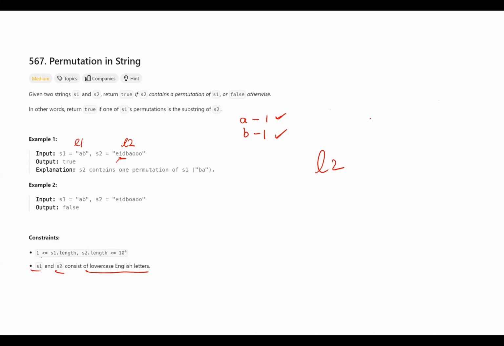Okay, so for each of these characters, we start a substring and make L1 comparisons, right? So this is the total number of comparisons we may have to do in the worst case. So this is going to be the time complexity.